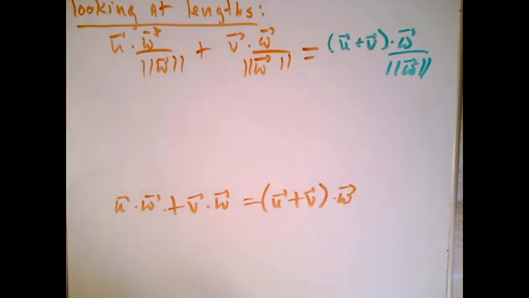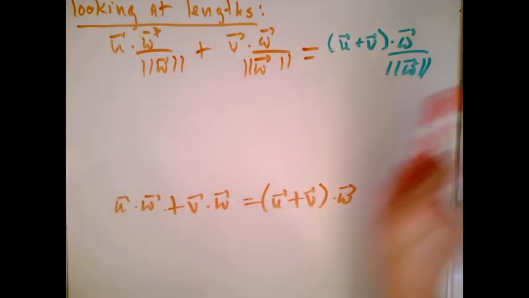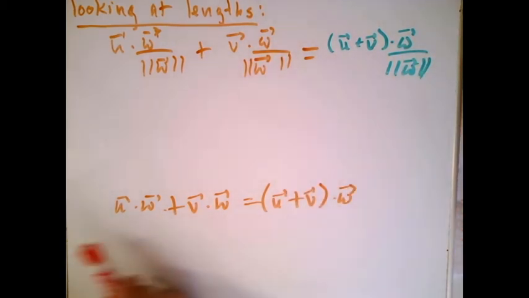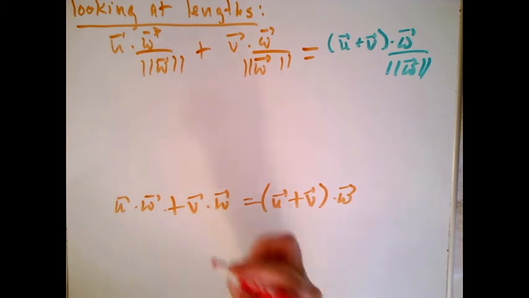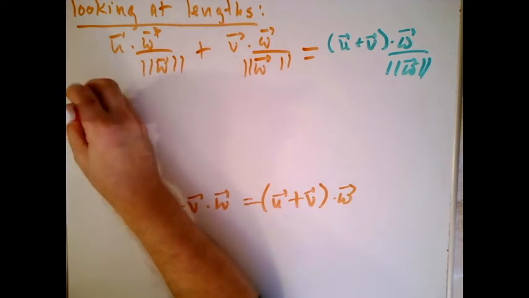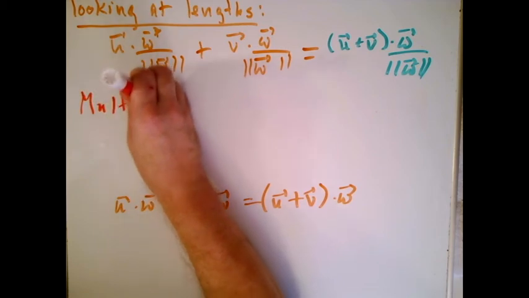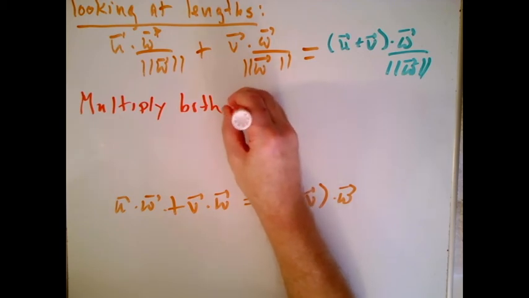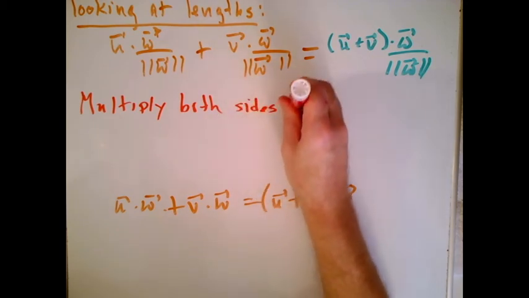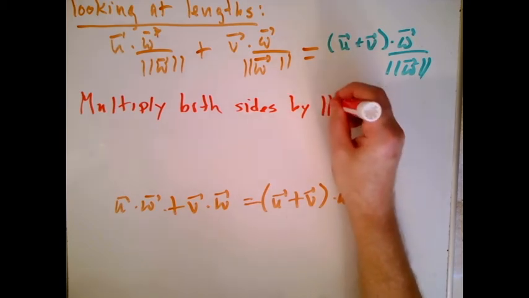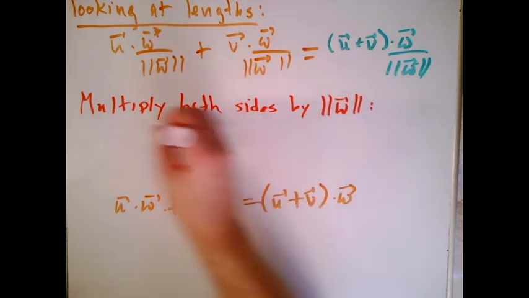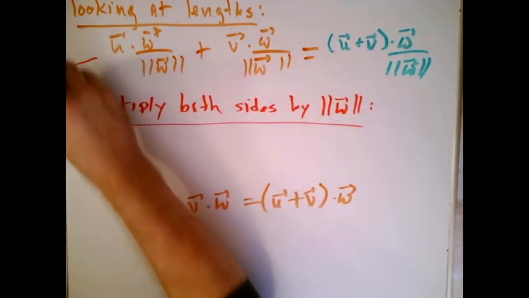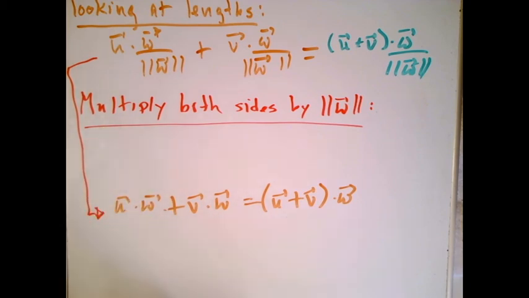I don't have that yet. All I have is this one up here. And the question is, if we have this equation here, what will we have to do to both sides to get the distributive law I want? Well, now that's really easy. We're just going to multiply both sides by the length of W. It's really just arithmetic, right? I get that, which is the distributive law.